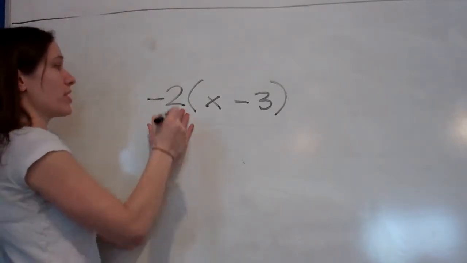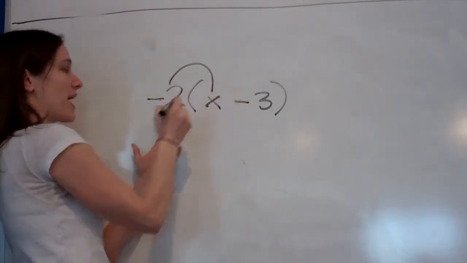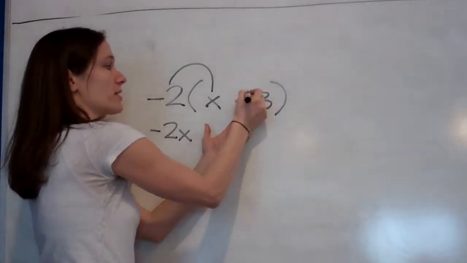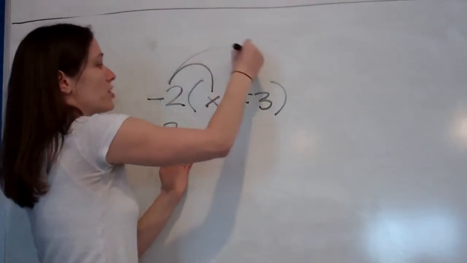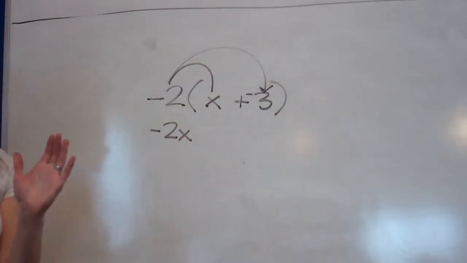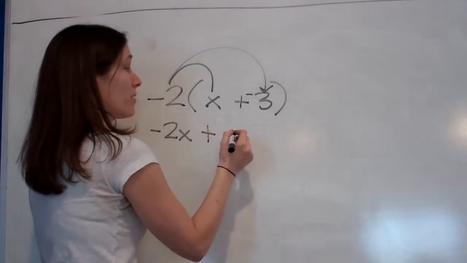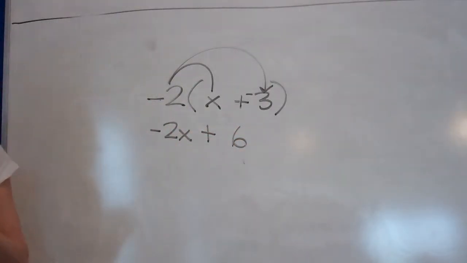Okay, this is another one. Ready? I'm going to show you how to do this one. Negative 2 times x is negative 2x. I'm going to make this a negative plus negative. And then negative 2 times negative 3, we have the same signs, very good. So it's going to be positive 6. Very good.